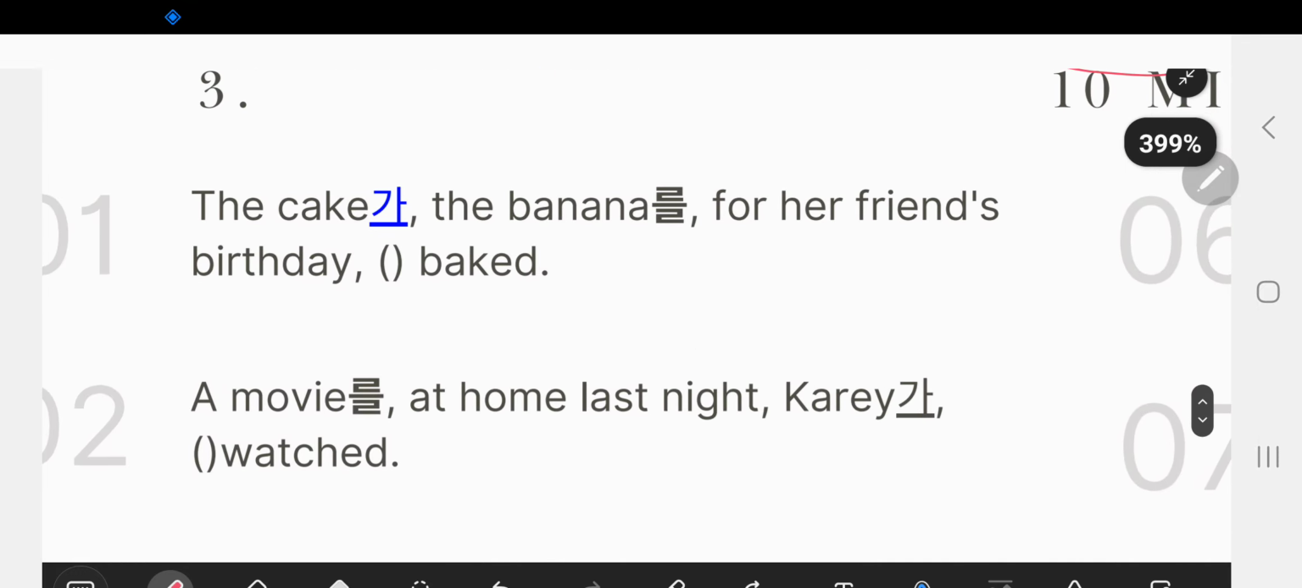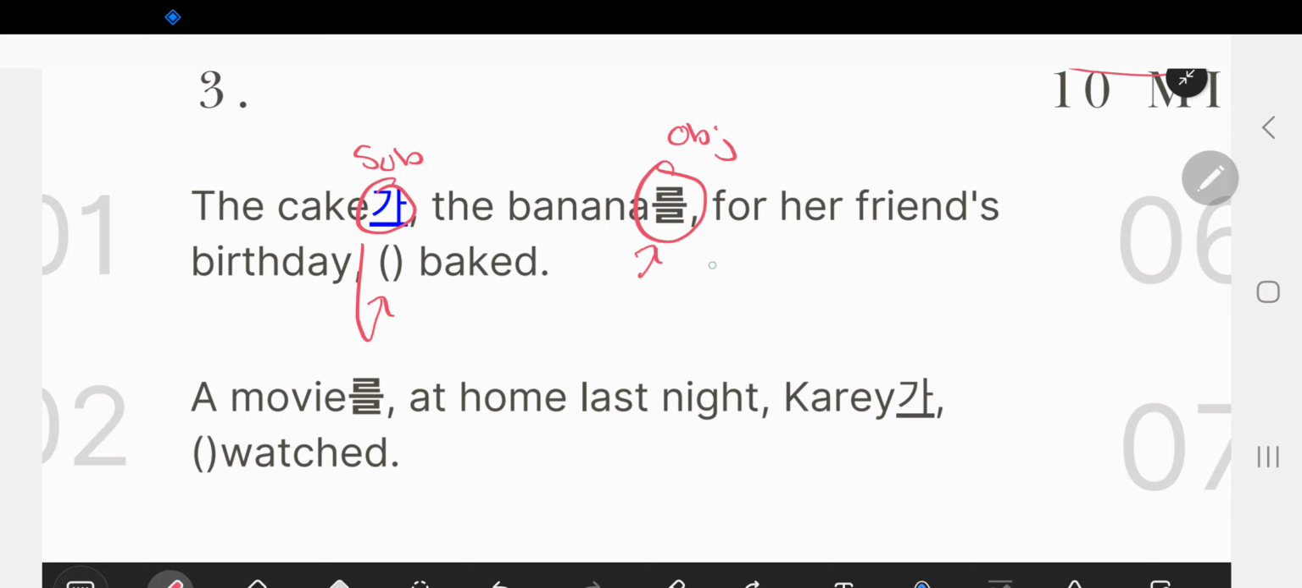So remember, 가, this is the subject particle, right? This, 를, is the object particle. I'm going to put obj and sub over here. So remember, anything that has a subject particle on there is doing the action. What is it? Baked. Okay? And then anything that has the object particle is receiving the action. So what does this mean? It means the cake baked the banana for her friend's birthday.